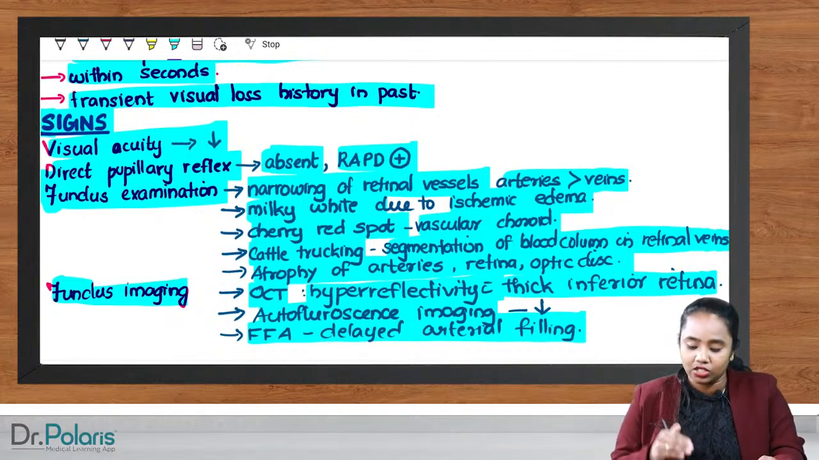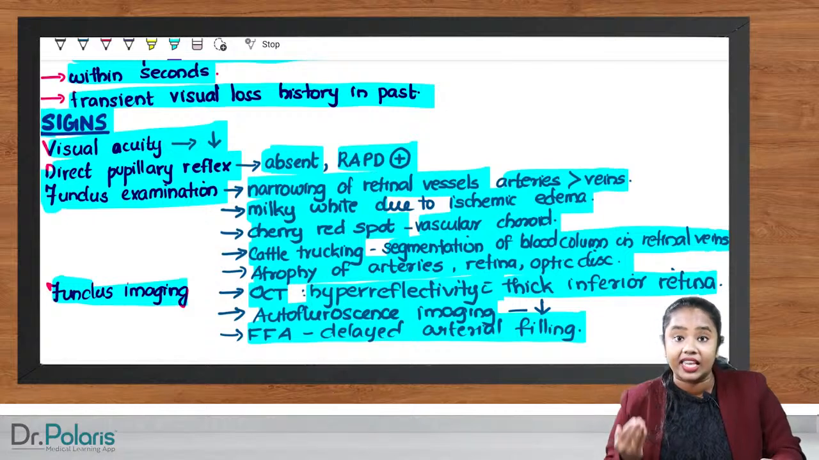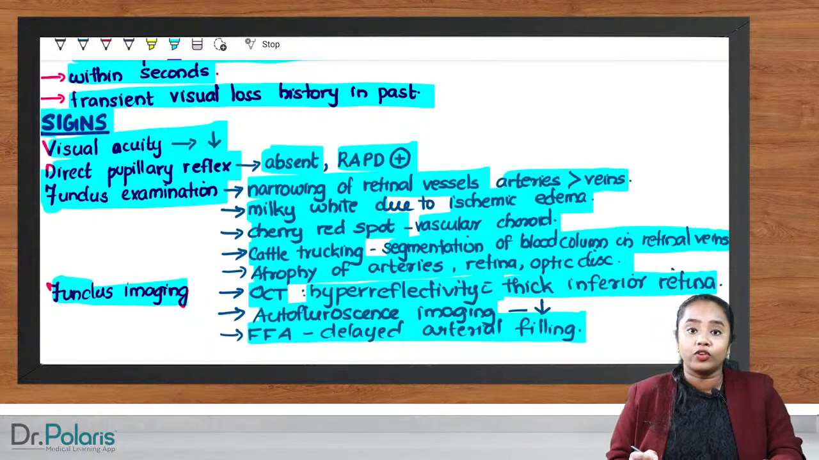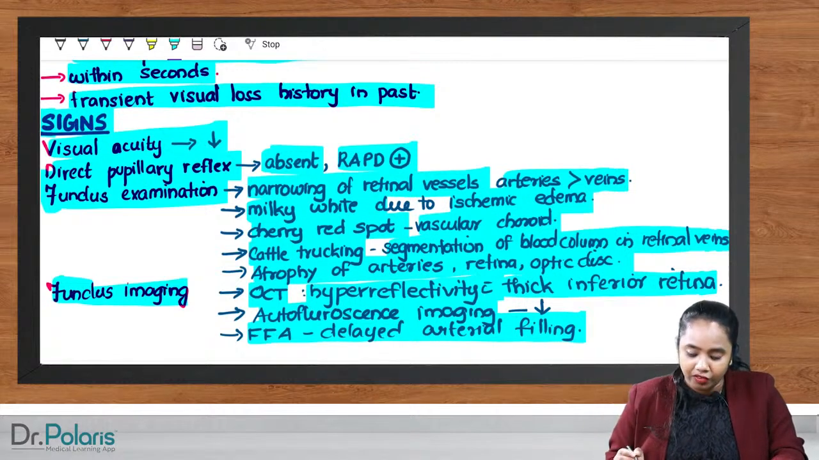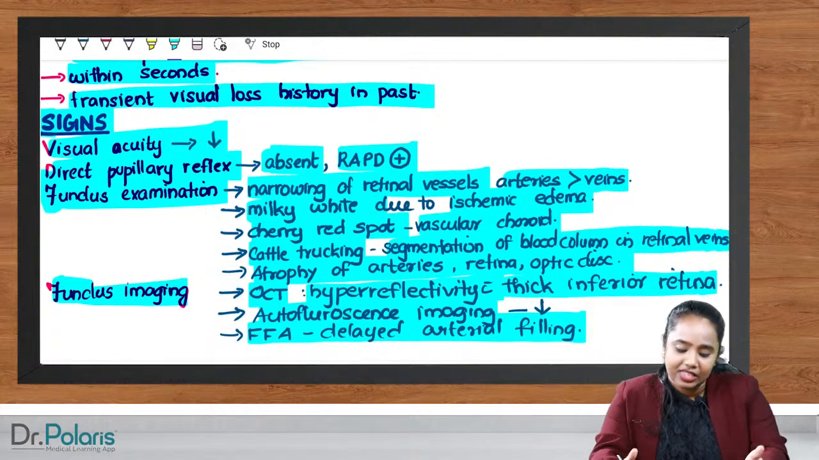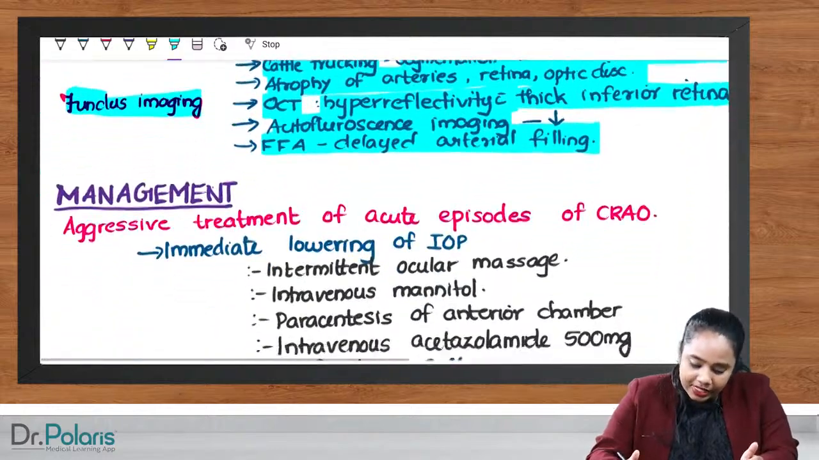On fundus imaging, the OCT shows hyperreflectivity with a thick inferior retina, autofluorescence imaging will show a decreased area of the retina, and FFA will show delayed arterial filling. These are the common signs that you can see.